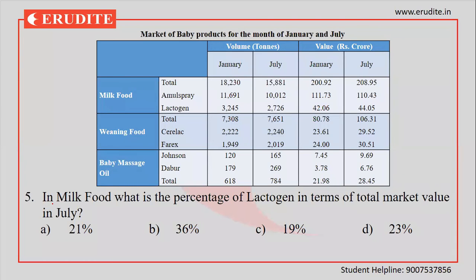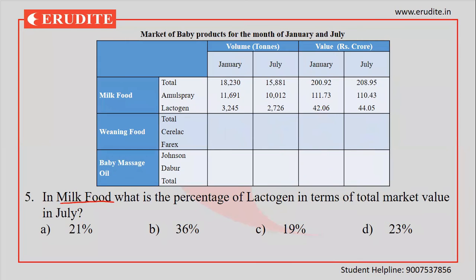Now going for question number 5. In milk food, again we have to consider that milk food market. So milk food market means I need to remove the other two markets. So milk food market we have kept in our mind. What is the percentage of lactogen in terms of total market value in July? What is total market value in July?